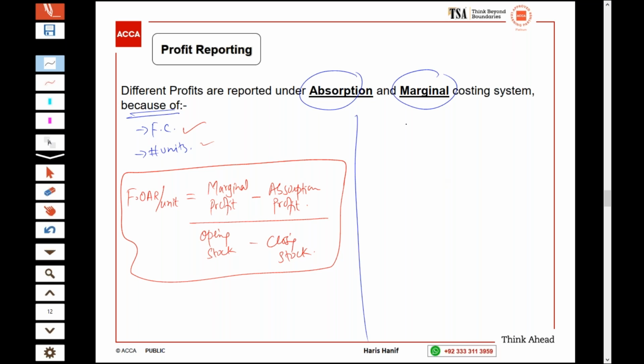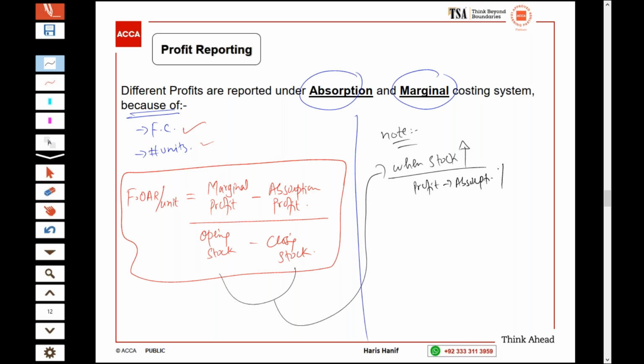And remember one thing, a point to note about opening and closing stock. Number one: when stock level increases, profit from absorption increases. Number two: when stock level decreases, profit from marginal increases. This can be asked in a theoretical statement. Hurry up, note it or capture it. I am waiting just for 20 seconds.